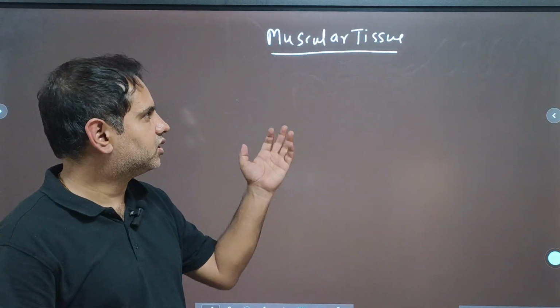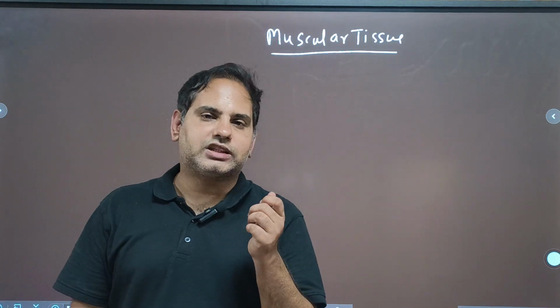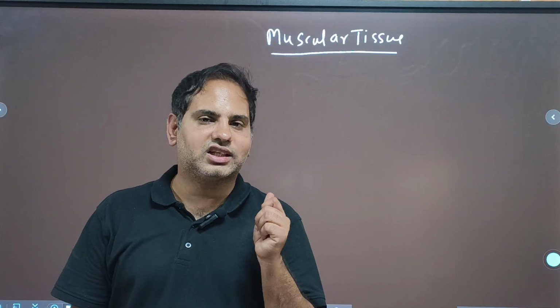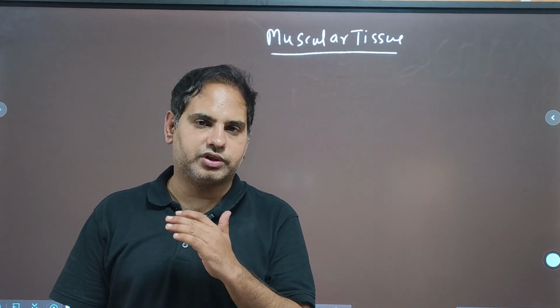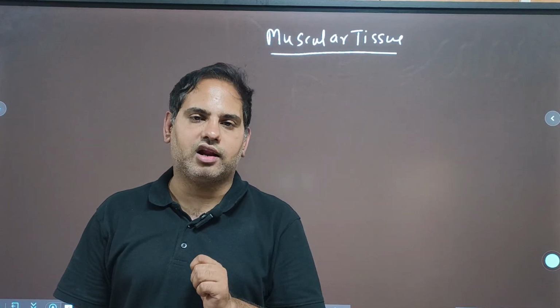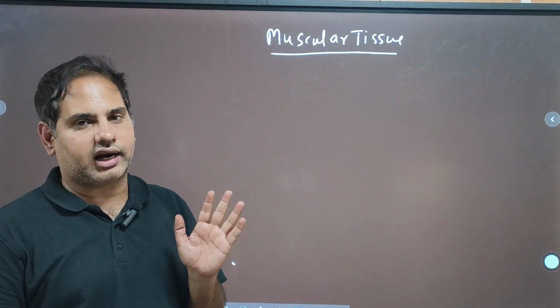So muscular tissues, as I told you earlier as well, there is a specific feature of each and every tissue which makes it different from the others. So what is the specific feature of the muscular tissues which makes it different from the other tissues? Muscular tissues contain the contractile proteins, whereas other tissues don't contain the contractile proteins.